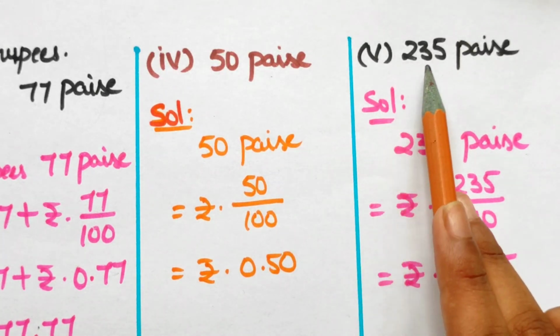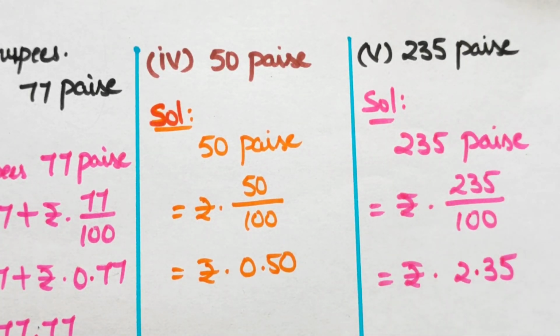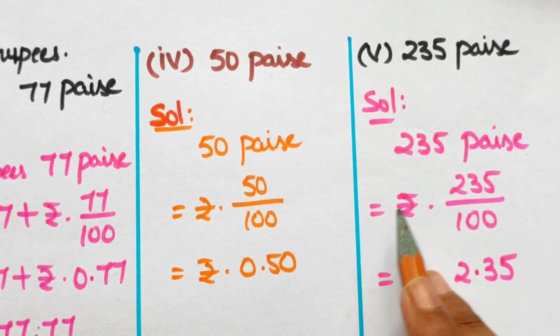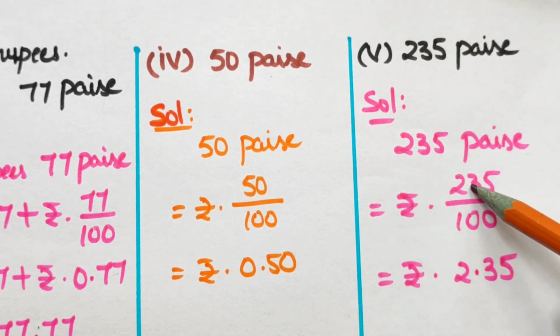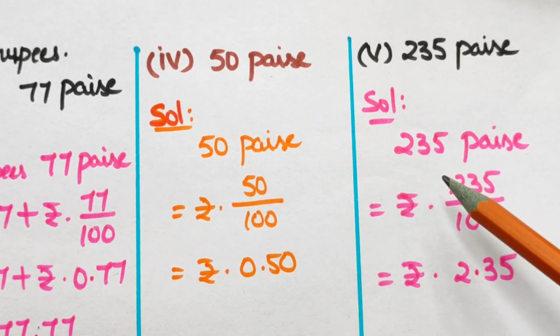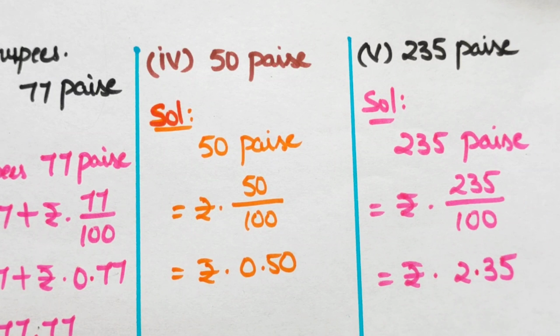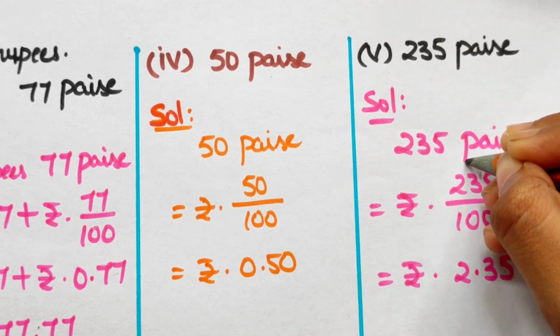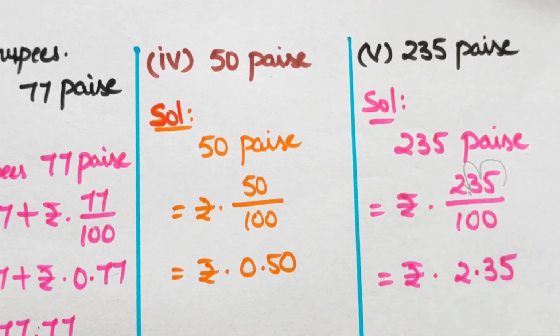Now here it is 235 pies, above 100. Now let us do 235 pies. 1 pie is equal to 1 by 100 rupees. Then 235 pies is equal to 235 by 100 rupees. Let us put the decimal before two digits here. So here it is 2.35, rupees 2.35.